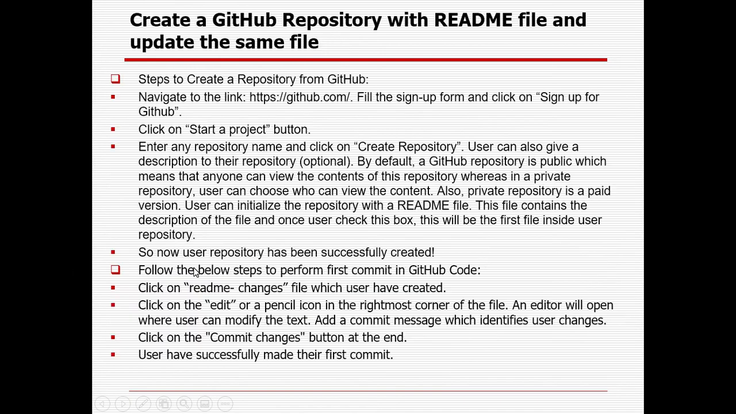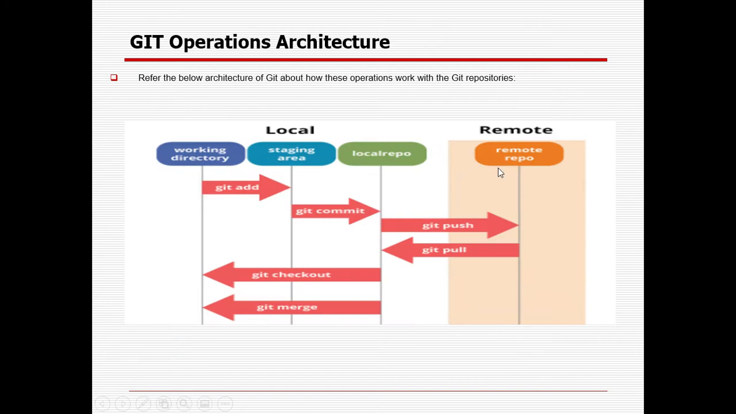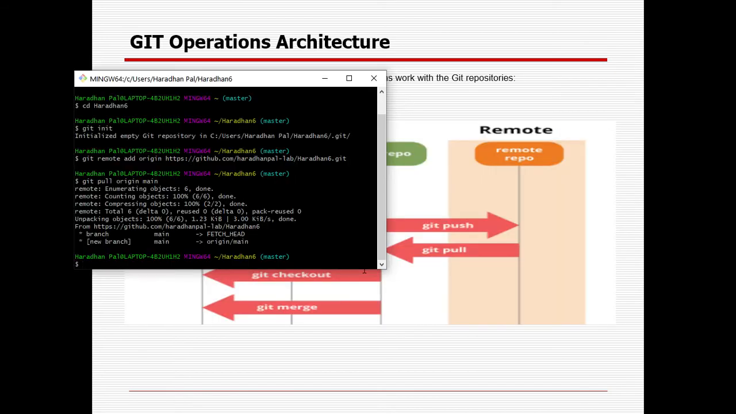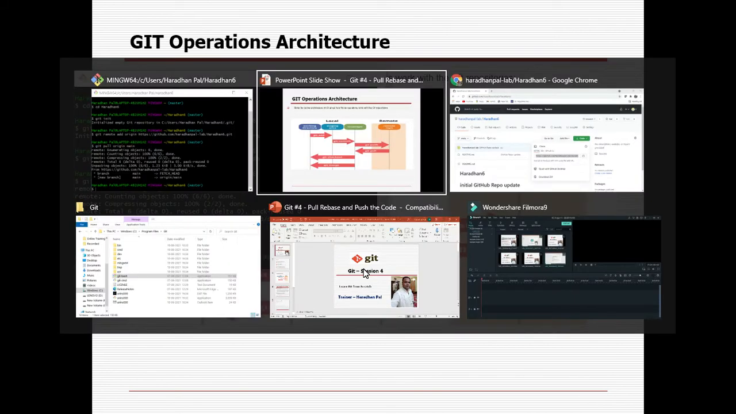If you want to check, with the help of git pull, your code will be here in the local repo. After that I can check it out and you can store it in the working repo. It's not a problem. That's why we can pull our code from the GitHub repository to our Git repository.